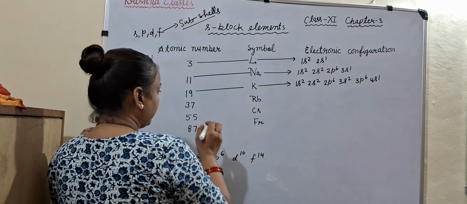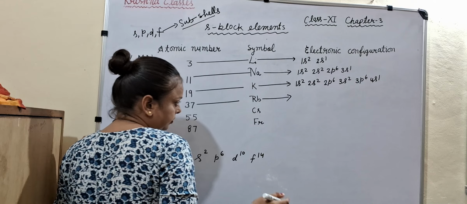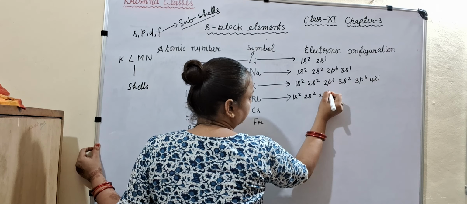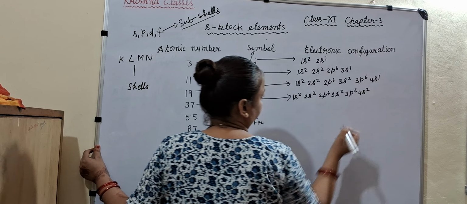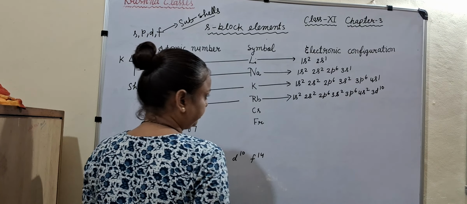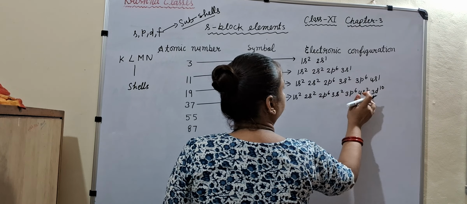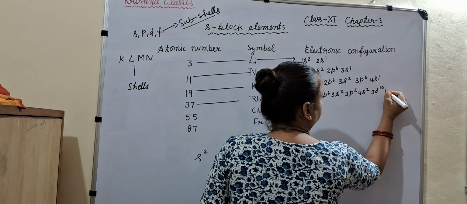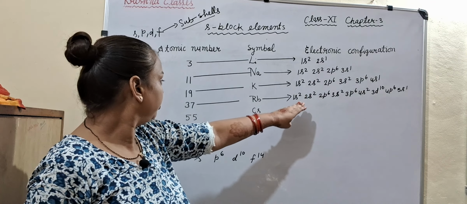Now come on rubidium. Atomic number is 37 and electronic configuration we will do here: 1s2 2s2 2p6 3s2 3p6 4s2 3d10 4p6 5s1. So these are the electronic configuration of rubidium.